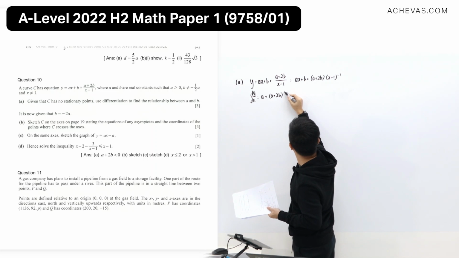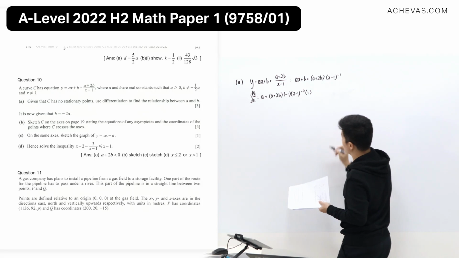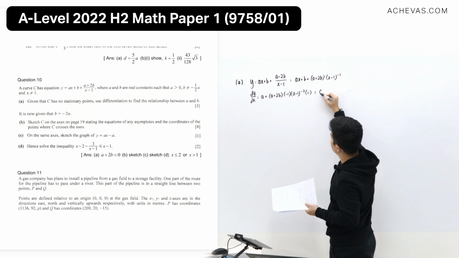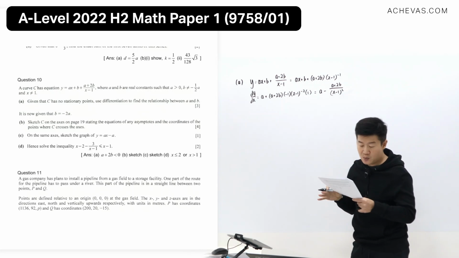Differentiating this is going to be a minus 1, x minus 1 to the power minus 2, chain rule, differentiating this is going to be equal to 1. So we have a minus (a plus 2b) over (x minus 1) squared. So this is dy dx.